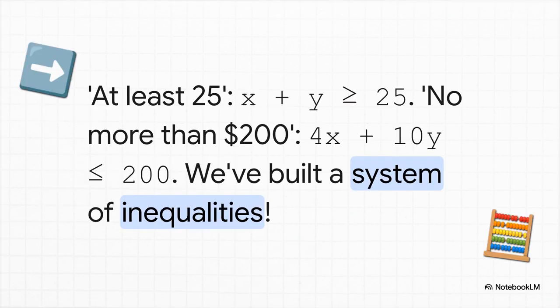And watch how easily we can translate her real-world problem into math. At least 25 photos? That just becomes x plus y is greater than or equal to 25. No more than $200? That's 4x plus 10y is less than or equal to 200. And just like that, her business plan is now a math problem, a system of inequalities to be exact.